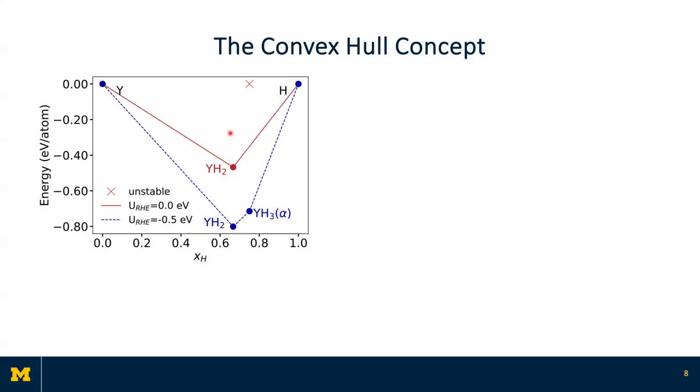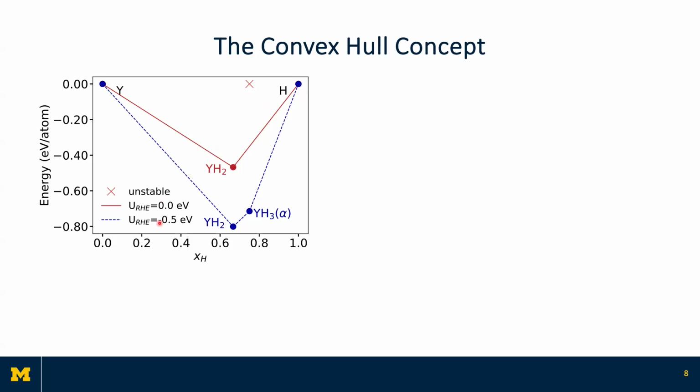However, if you were to take 1 mole of yttrium and 3 moles of hydrogen, you'd get this X here. But because it's not on this convex hull, it's not on this extrema, right? That means it's unstable. What you would have is rather than forming YH3, you'd form 1 mole of YH2 and 1 mole of H, right? So that's what this convex hull picture is saying. But this changes as you change the external conditions.